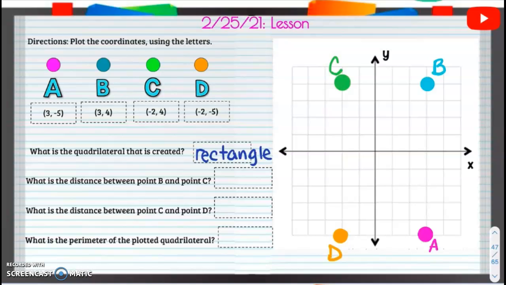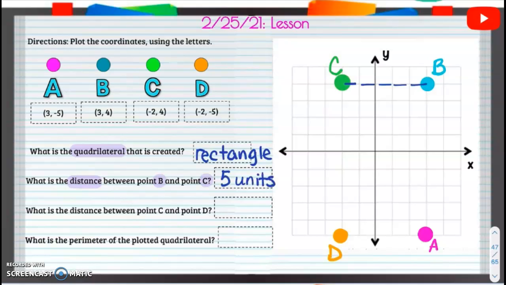Next one, what is the distance? That one was quadrilateral. This one's, what is the distance between point B and point C? All right, so up here, let's take a look. We have 1, 2, 3, 4, 5. The distance is 5 units.